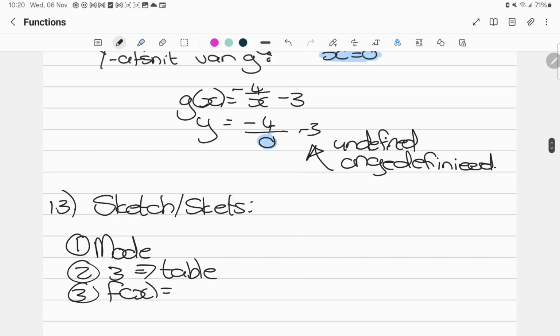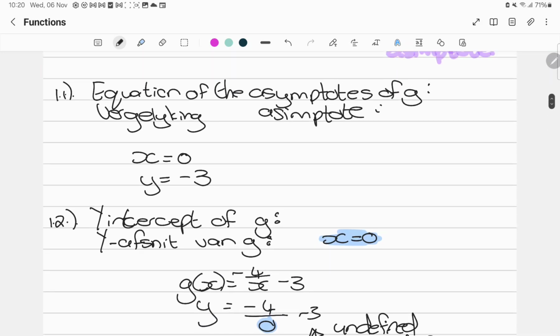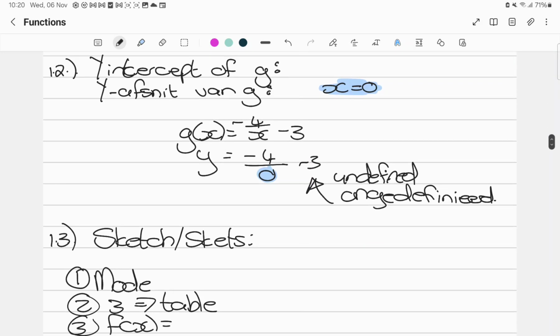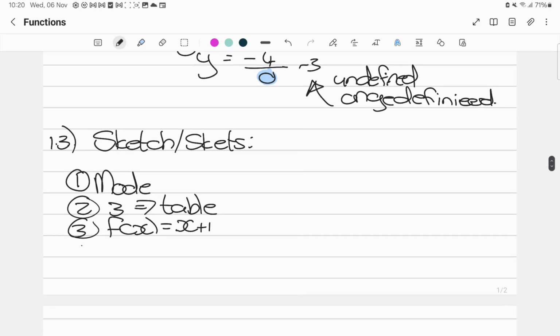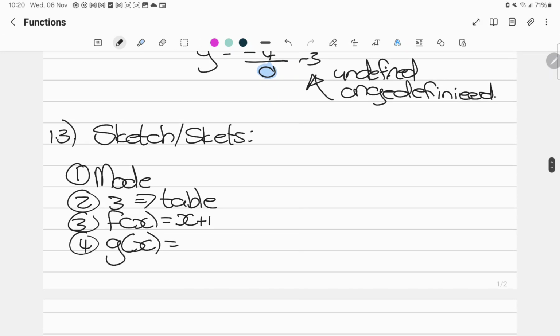So you can just put in under f of x that I have x plus 1. And then I'm going to do the same for g of x. So g of x is minus 4 over x minus 3. If you don't have a g of x option, it's fine. You'll just do this a second time and put it back into f of x. But if you have a g function, you're welcome to use it.